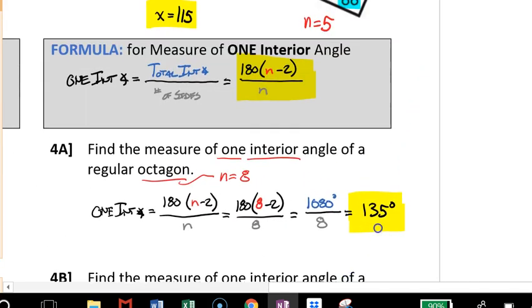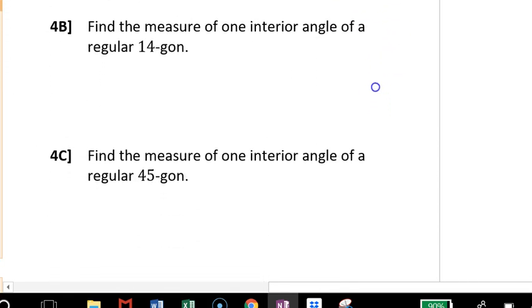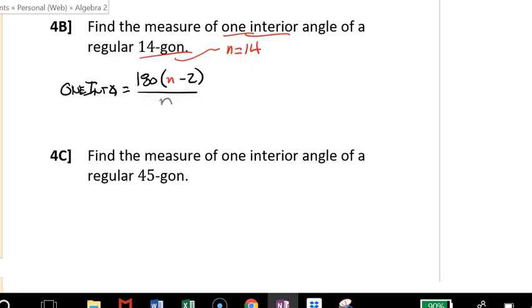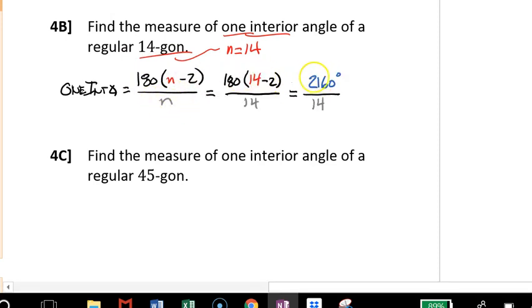Going over to finish off the measure of one interior angle, 4B, find the measure of one interior angle of a 14-sided shape. n is equal to 14. We'll start with our formula, 180 times n minus 2, divided by n, where we first have to calculate the total number of degrees. That gives us 180 times 14 minus 2, which divided by the 14 sides that are present in this shape gives us approximately 154.3 degrees for the measure of each interior angle.